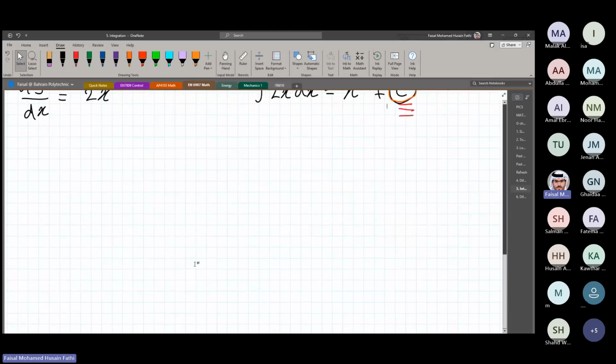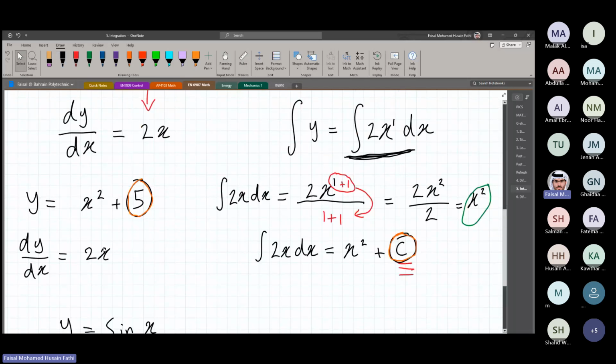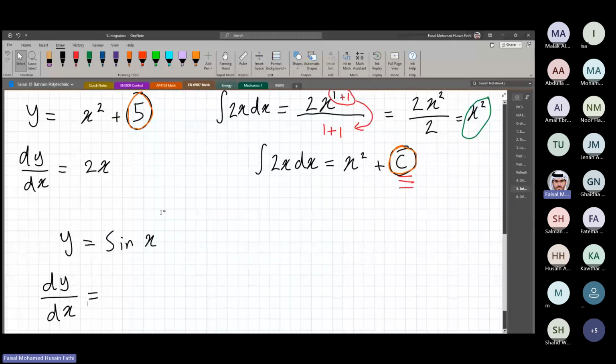Let's move on to sine and cosine. So let's say we have y is equal to sine x. dy by dx, which is the differentiation. And I'm just showing you the differentiation. Then I want you to keep in mind and relate, and the integration is just the opposite of differentiation.